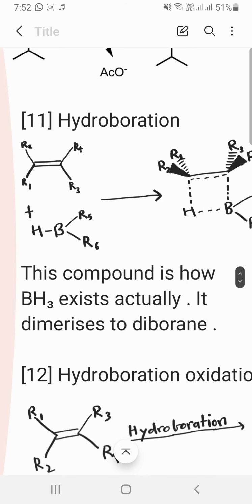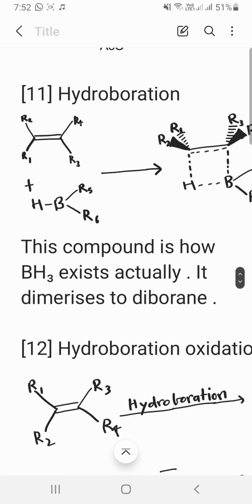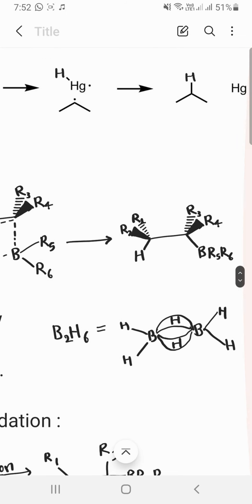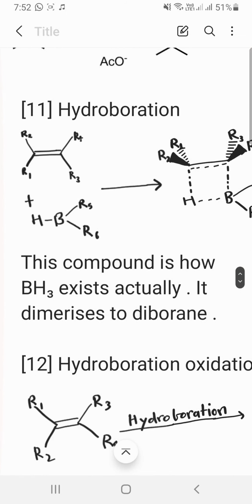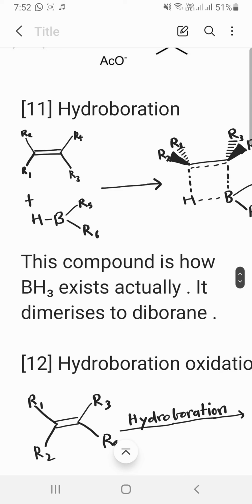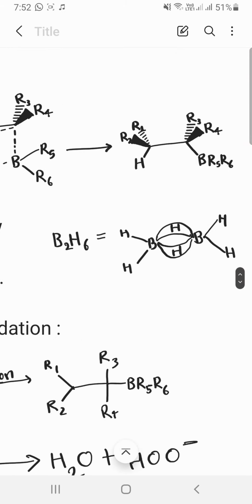Okay, whatever. Next, hydroboration. It's a concerted step, and it forms this thing. So BH3 is very reactive. It does not exist as simple BH3. Instead, it exists like this, B2H6.